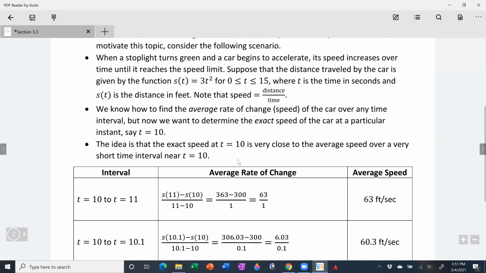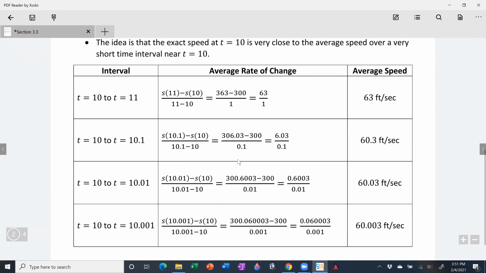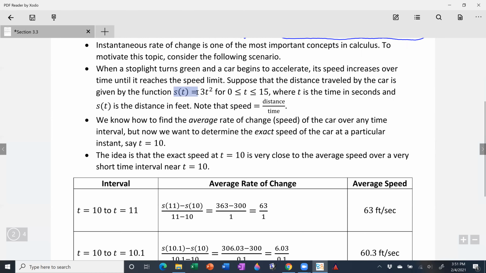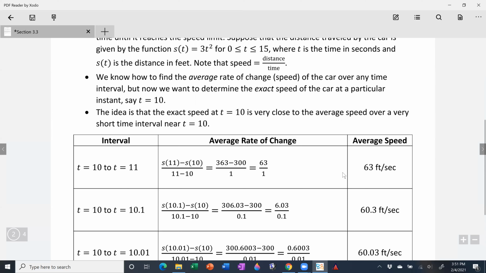To save some time, I have all the calculations already outlined in this table, but let's consider a time interval that's really close to 10. From 10 to 11, for example, a pretty short interval of 1 second. If we worked out the average rate of change formula, s of 11 minus s of 10 over 11 minus 10, where these numbers are all calculated using this function, we get an average speed of 63 feet per second.